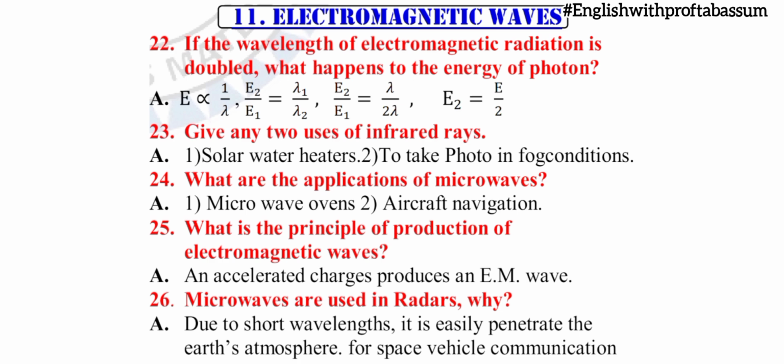Chapter 11, electromagnetic waves. If the wavelength of electromagnetic radiation is doubled, what happens to the energy of a photon? Give any two uses of infrared rays. What are the applications of microwaves? What is the principle of production of electromagnetic waves?